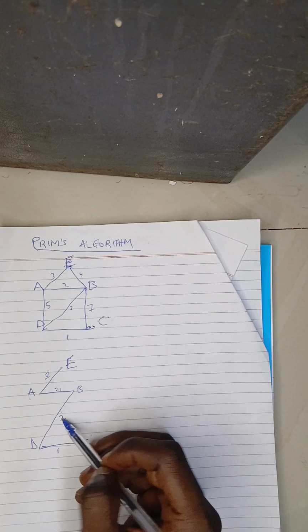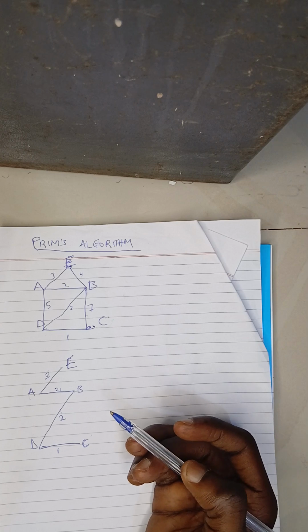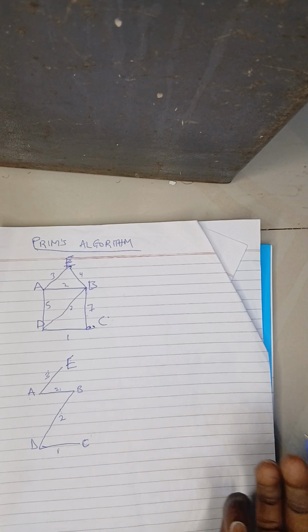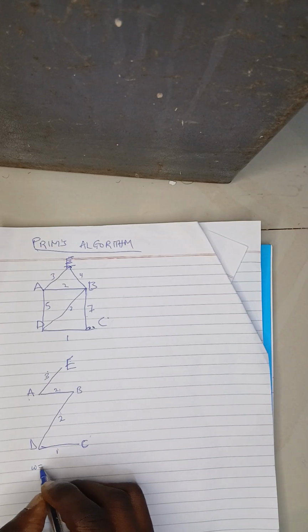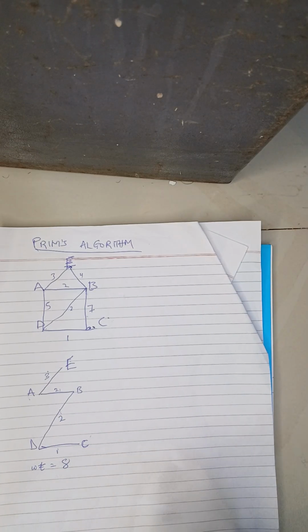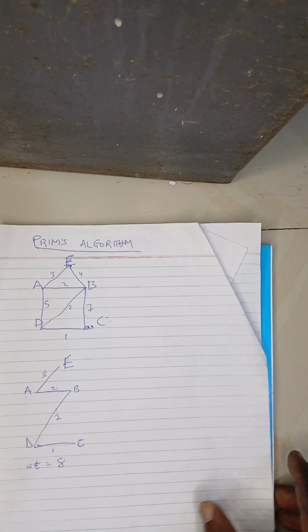2 plus 3 is 5. 5 plus 2 is 7. 7 plus 1 is 8. So the weight is equal to 8. That is all. Good. So let's try the English version.